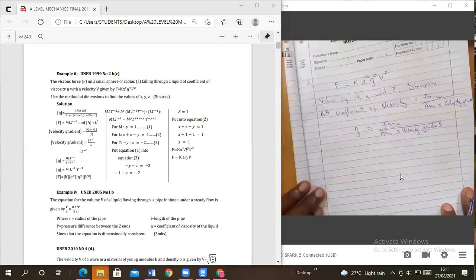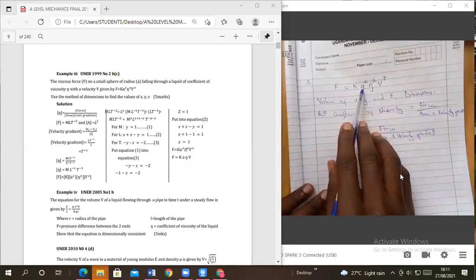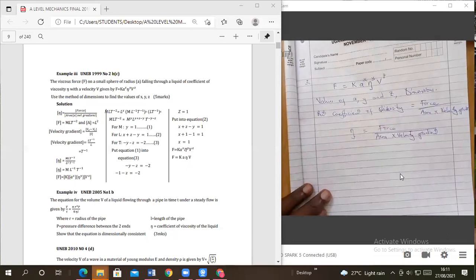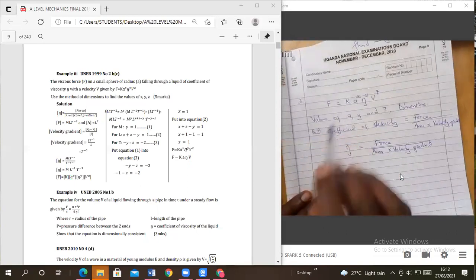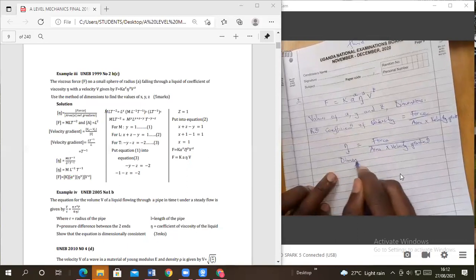Now, since we know what the coefficient of viscosity is given by, A, they have told us, is radius, and V is velocity. I think the rest are okay because now they are straightforward. So the next thing is to find dimensions. We get the dimension of each of them. So we go to dimensions.